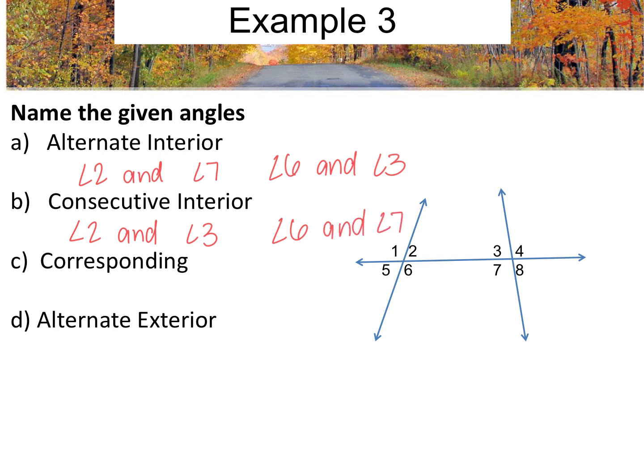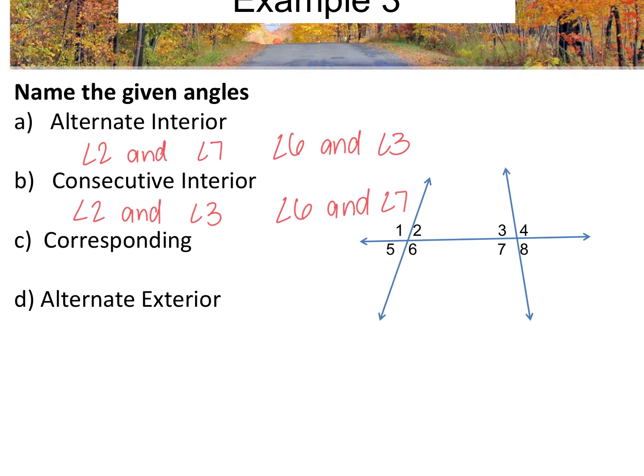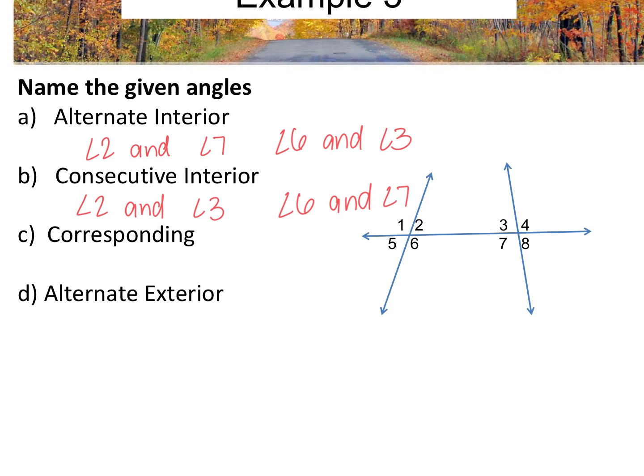All right, corresponding, there's 4. Corresponding angles, who could give me one? Good. Angle 1 and angle 3. Who could give me another? Good. Angle 5 and angle 7. All right, there's 2 more. Who could give me one? Good. Angle 4 and angle 2, and the last one? Good. Angle 6 and angle 8.